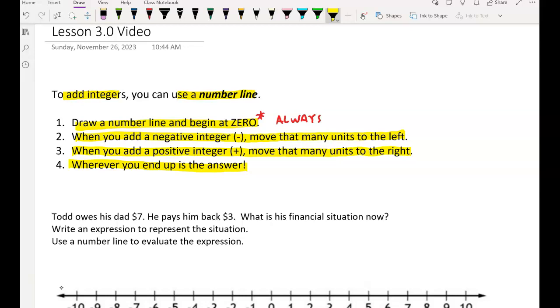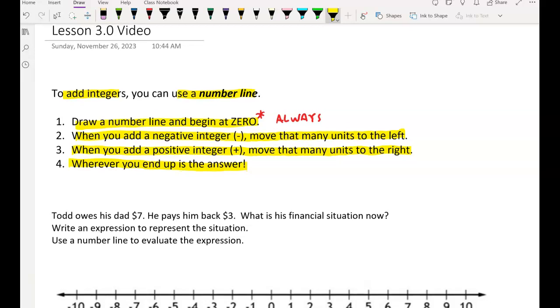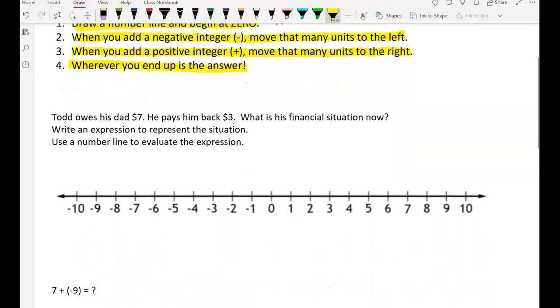Okay? Take a moment, pause this video, copy that information down that was just highlighted. It's very important to make sure you can read it. Okay, well now that you're back, let's take a look at our first question.